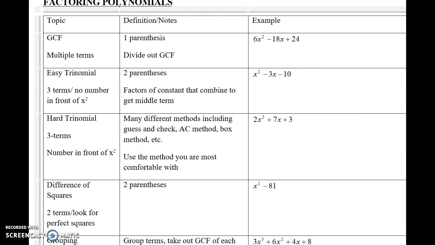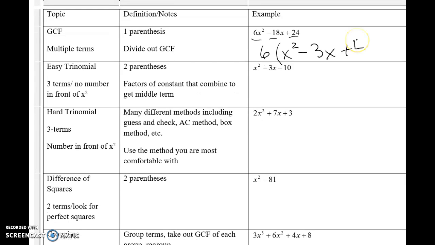For the first topic, GCF, you'll notice there's multiple terms here. And what we're going to do is look at each of the terms and decide the greatest common factor that can come out. We can't take an x out everywhere, but we can take a number, and the GCF of 6, 18, and 24 will be 6. So we're going to divide each term by 6. That leaves us with x squared minus 3x plus 4. What's really nice about factoring is you can always check your answers by multiplying it back. So if I distribute the 6 back through, I'll get 6x squared minus 18x plus 24, which is what I started with, so I know I did it correct.